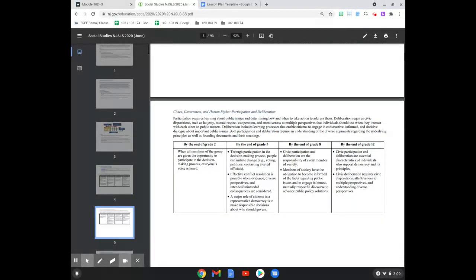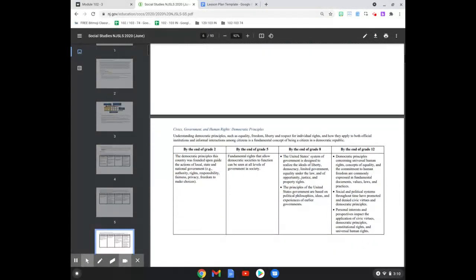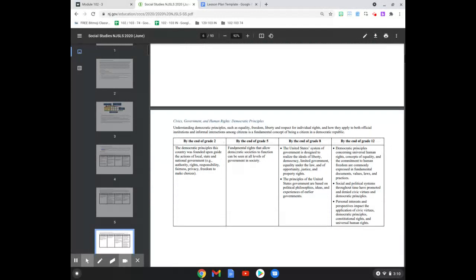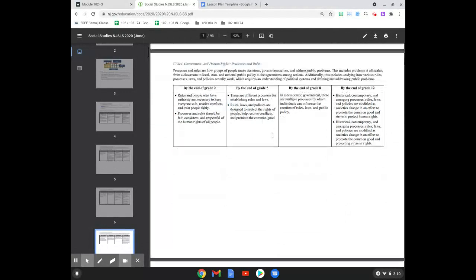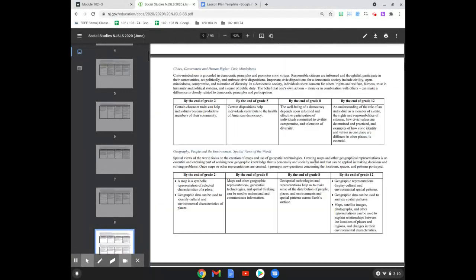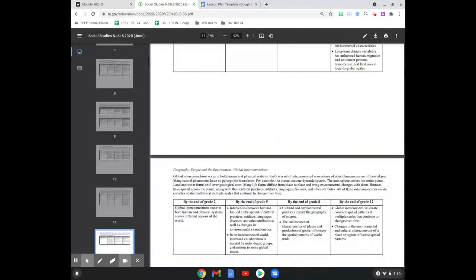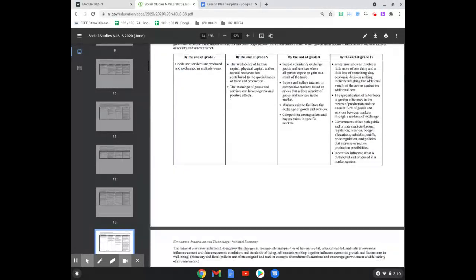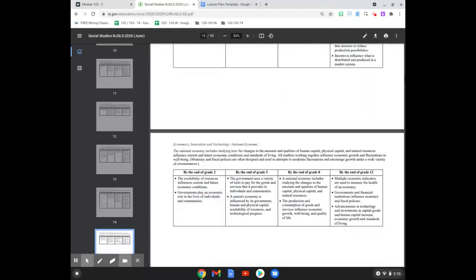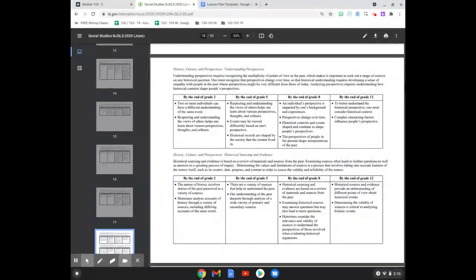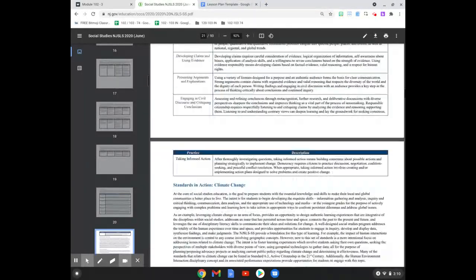Drop down a little bit more, all right, participation and deliberation. By the end of second grade, fifth grade, eighth grade, 12th grade. We didn't even get to standards yet, so don't fret. Democratic principles, processes and rules, and it just goes. These are all the things that you've got to accomplish. And we're going to just keep bouncing and keep looking. My screen bounces out on its own once in a while. So now we're going to keep coming down. These are all the things that we've got to cover.